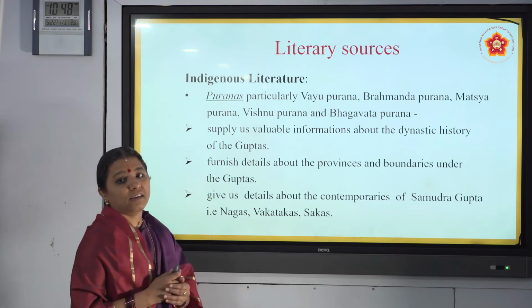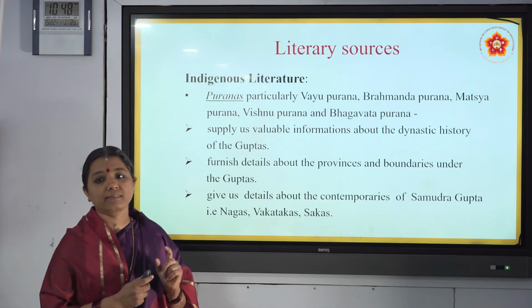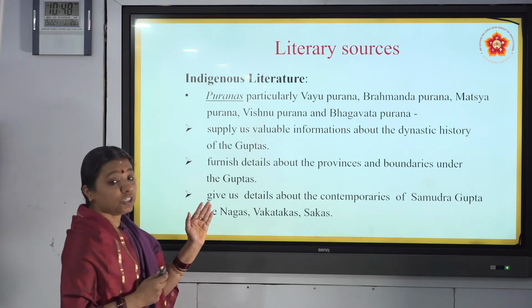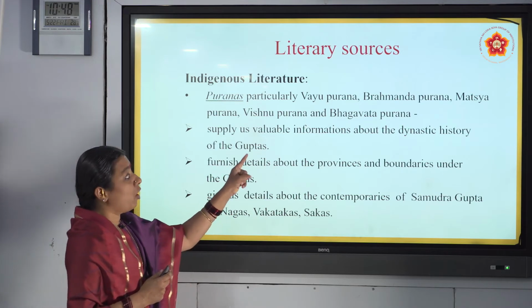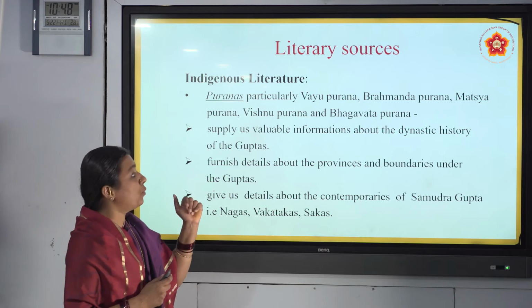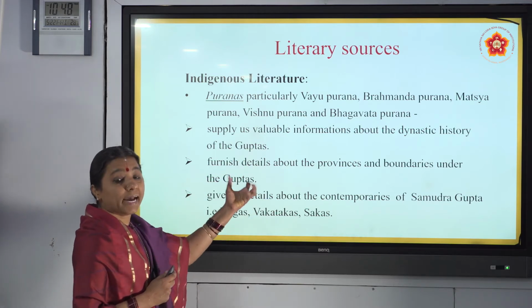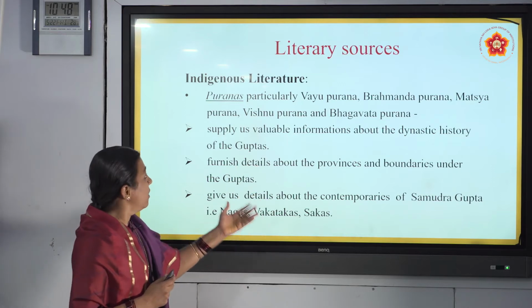The first being the Puranas, a very important literary source for the Guptas. Especially we have references in the Vayu Purana, Brahmanda Purana, Matsya Purana, Vishnu Purana and Bhagavata Purana. From these Puranas we have gathered this much information.